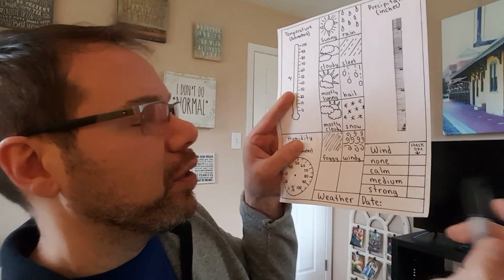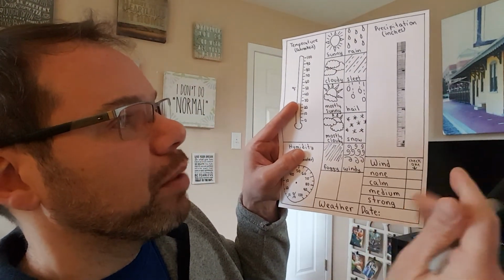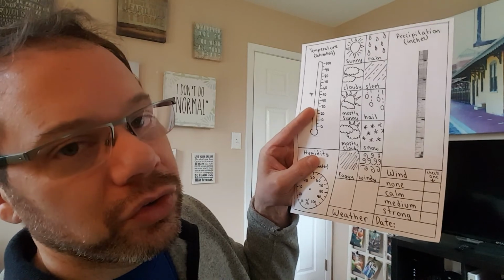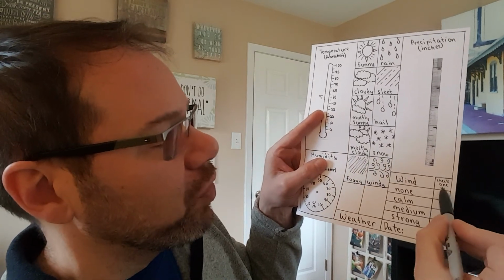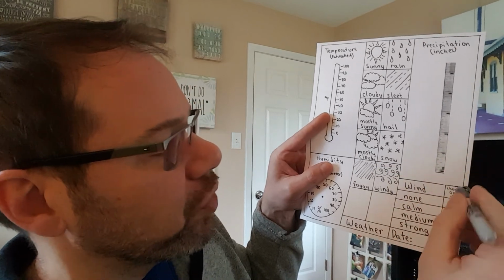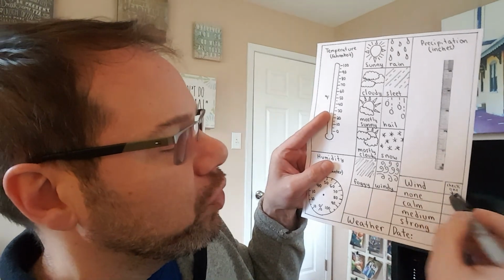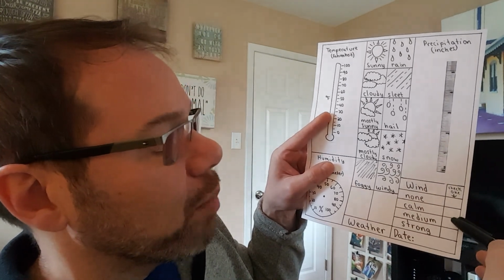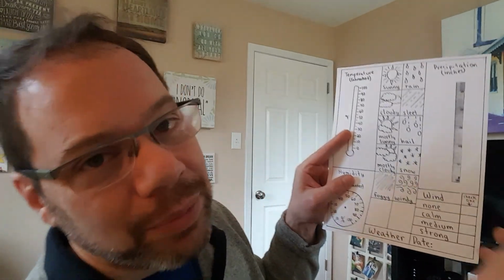And then lastly, wind. We just pick a bush out behind our school, and we look at that, and if the leaves or the light branches aren't blowing on it at all, we do none. If it's calm, it's calm. If it's medium, it's medium. If it's strong, that probably means tree branches are coming down. So that's the only way you would mark strong.